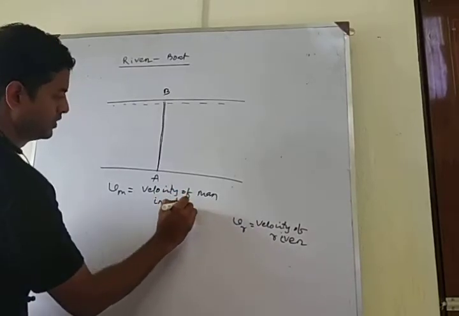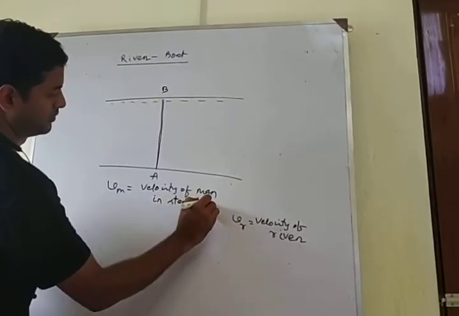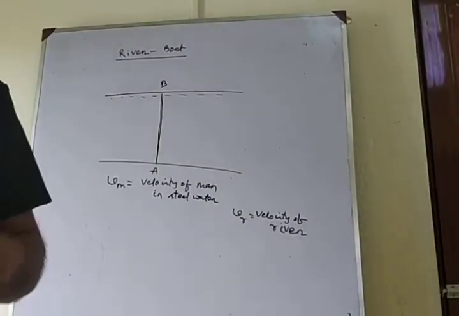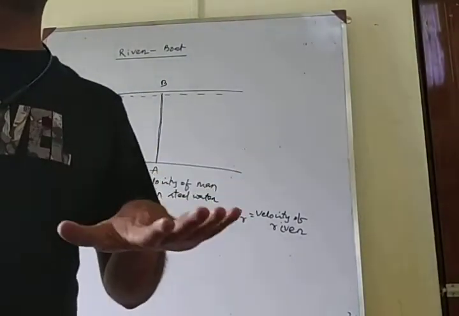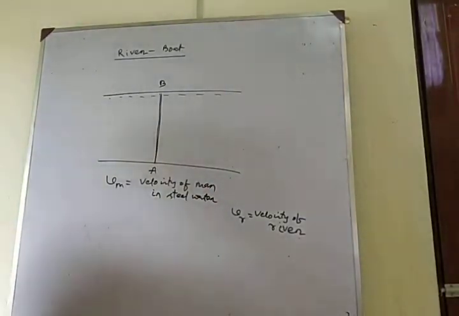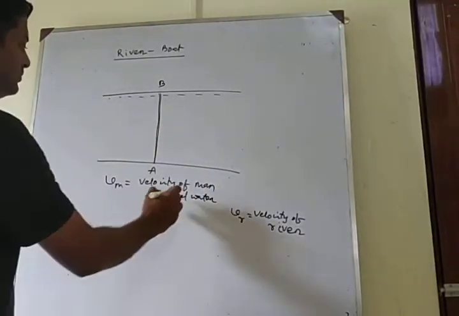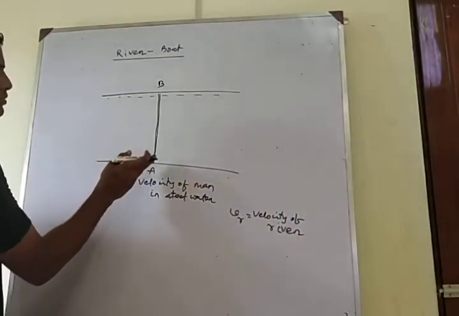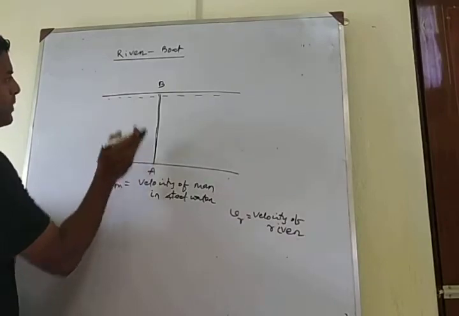In still water. When water is at rest, I mean the velocity of man in a pond, because pond water is at rest, still water. Okay, now the man is trying to cross the river and going from A to B.